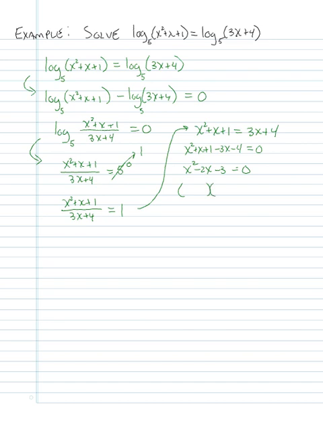And can we factor that? It looks like it's an x minus 3 times an x plus 1. And so we get the solution x equals 3 and x equals -1, don't we? Now, are those valid solutions? Well, certainly if we put a 3 in for x, if we look above, we have only plus signs, so 3 squared plus 3 plus 1 will be positive, and so will 3 times 3 plus 4 be positive.